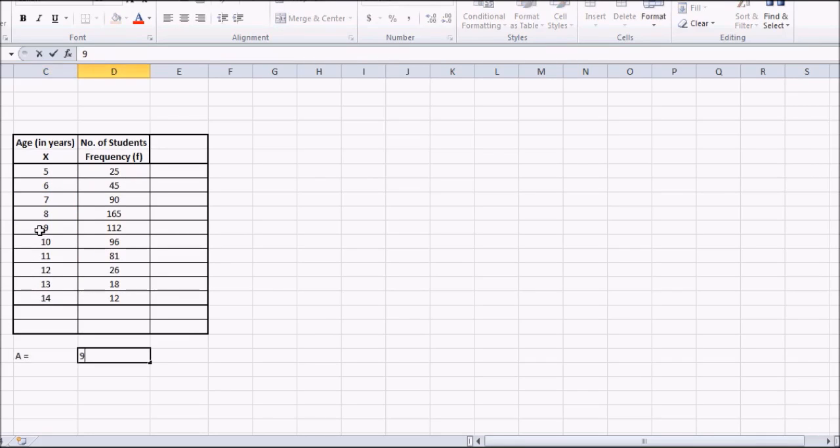Let me write that here. Okay, this is my assumed mean. And then what we do is we subtract all the variables from the assumed mean, and we call that the deviation. So let me write that here, deviation. And this deviation, let me give it a variable name d, and deviation is x minus the assumed mean, the variable minus the assumed mean. So in this case it's going to be 5 minus 9. Similarly in the next one it's going to be 6 minus 9 and so on. So we can just drag this formula to all the cells and we see we have got the deviation.